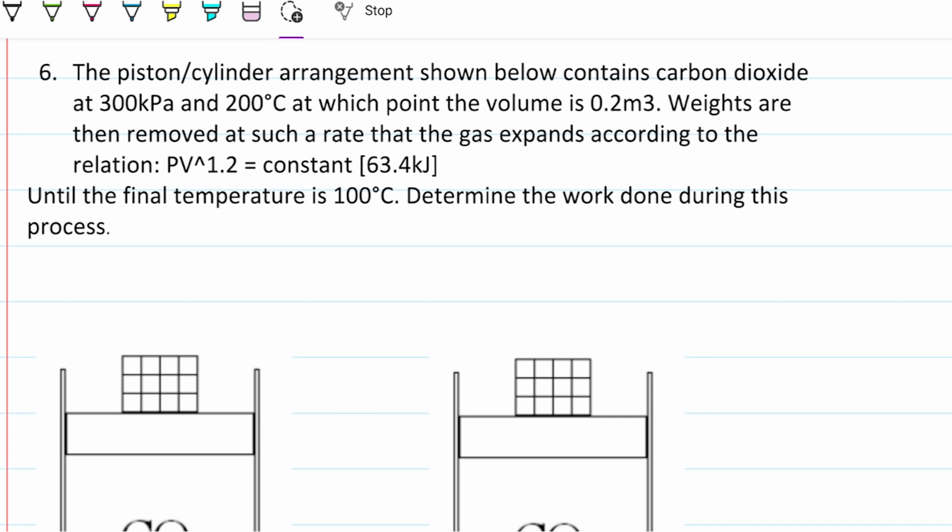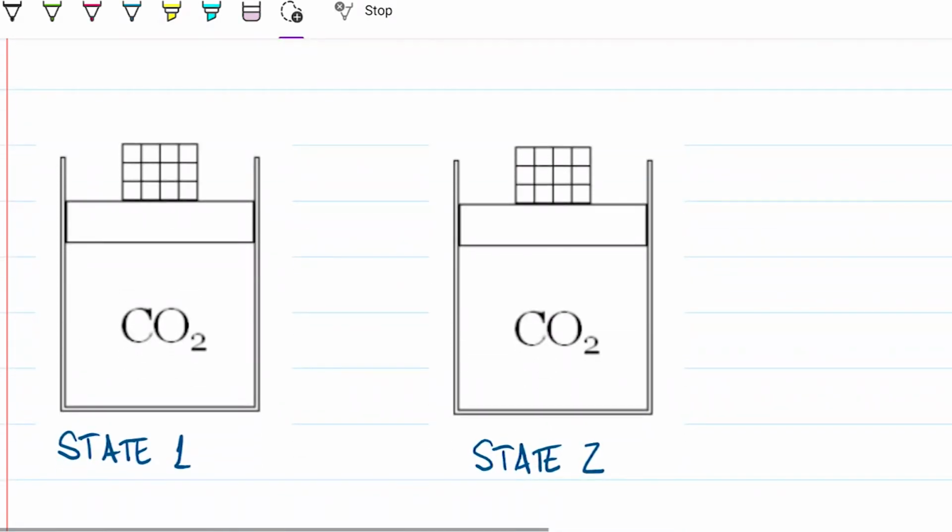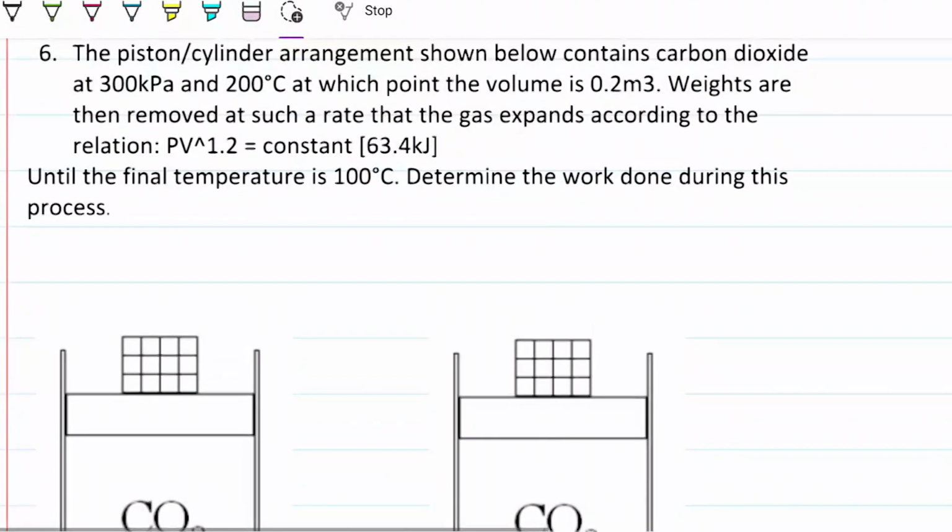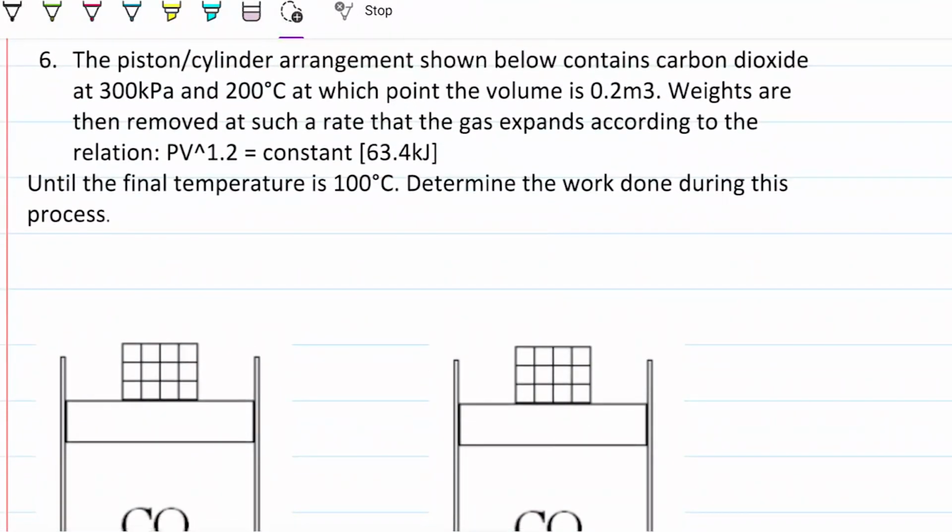So we have two states as per usual. On both of them, we have CO2 inside. On the first state, we have everything completely defined, right? So 300 kilopascal pressure, temperature, and the volume. Beautiful, everything that we can possibly need. And then on the second state, we only know the temperature.